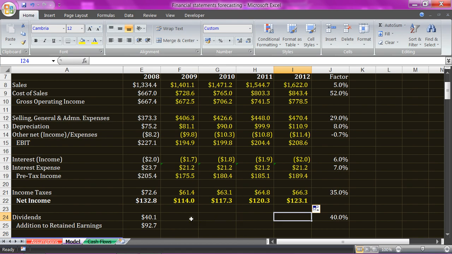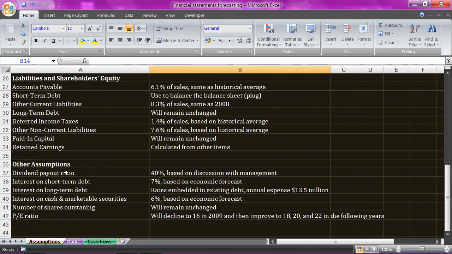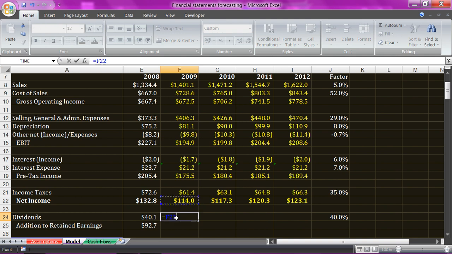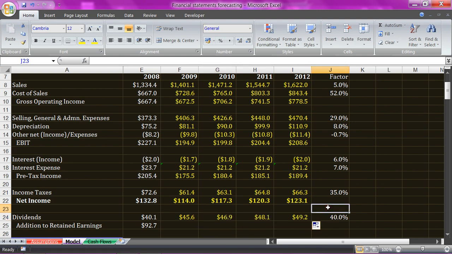Afterwards, the dividend assumption: the dividend payout ratio will be 40% based on the discussion with management. So keep 40% here. This equals net income multiplied by 40%, freeze it and drag till the end. The next part will be continued in the second part.